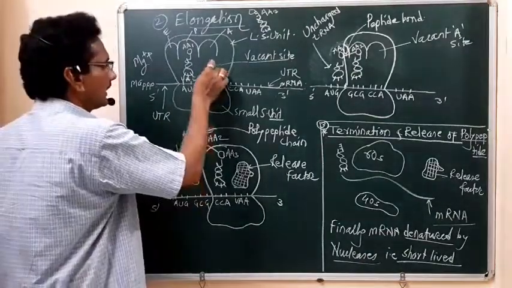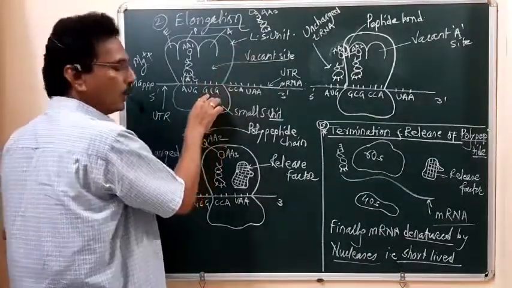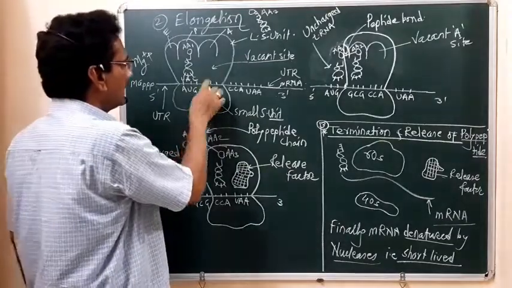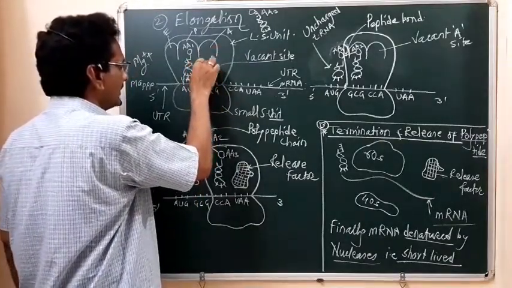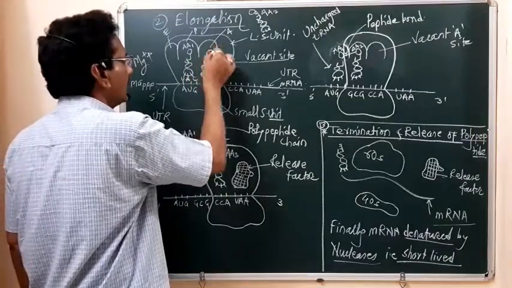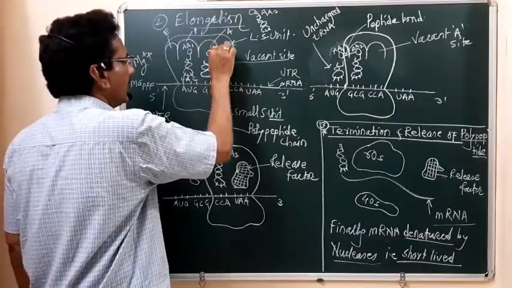Okay, so they recognize its own complementary codon over the mRNA, and that complex carries the amino acid towards the second codon, and that amino acid is AA2.